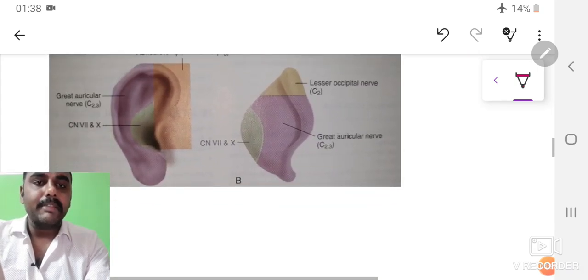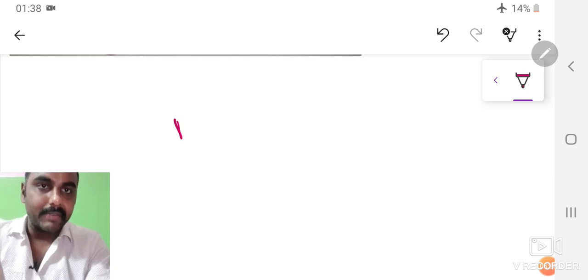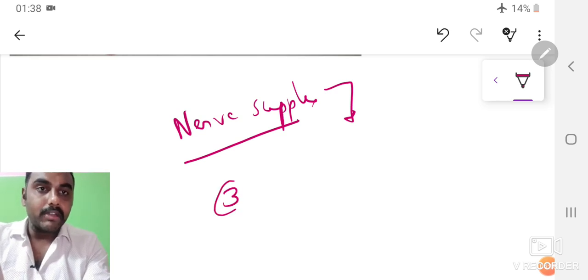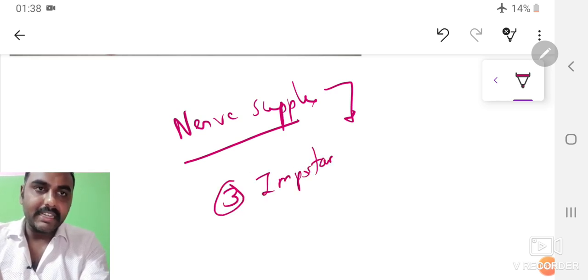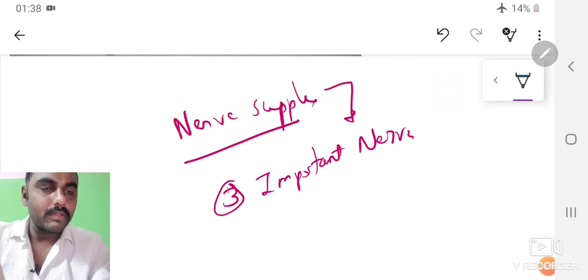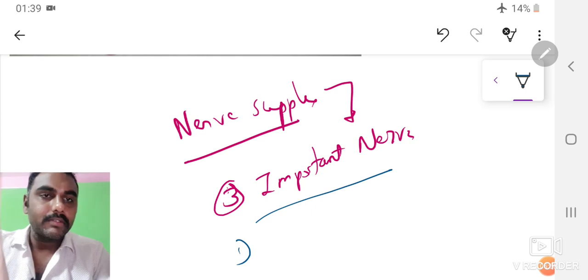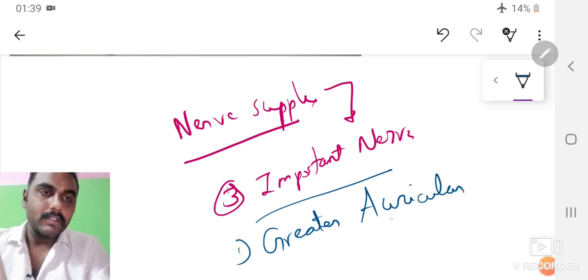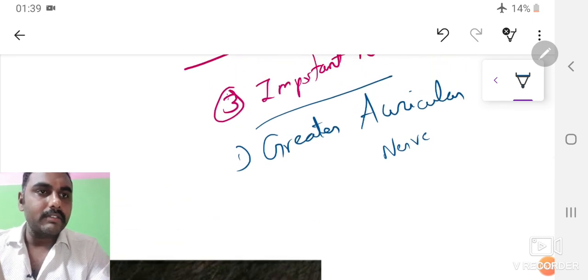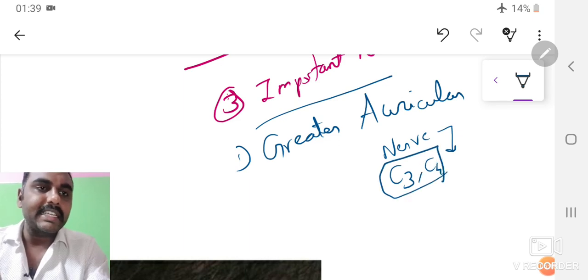So coming on to the nerve supply of pinna, before going to the picture, we need to have in mind the 3 important nerves. In fact, I will say there are 5 important nerves. The 3 important nerves concerned with the sensory supply of the pinna. One is the greater auricular nerve. The greater auricular nerve receives its contribution from the cervical plexus, that is from C3 and C4.